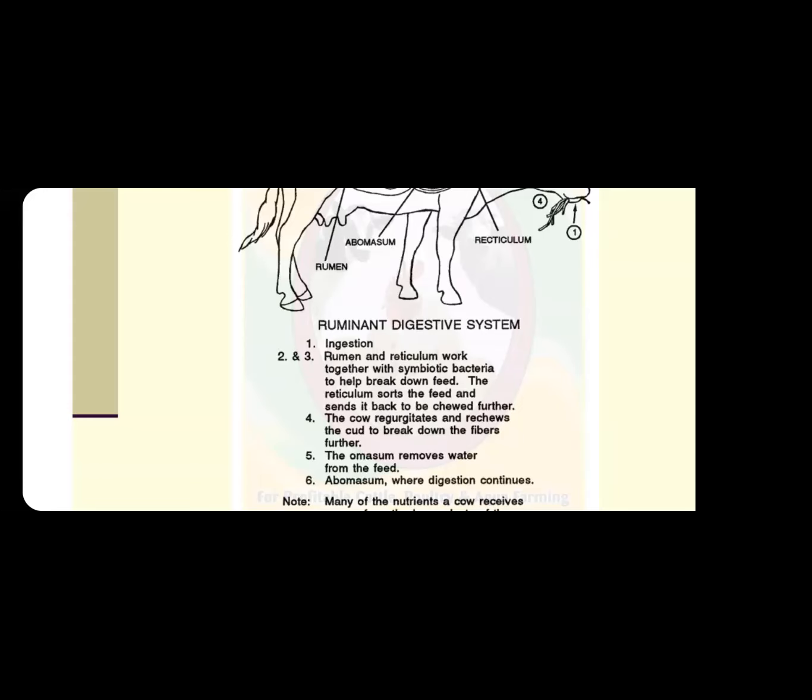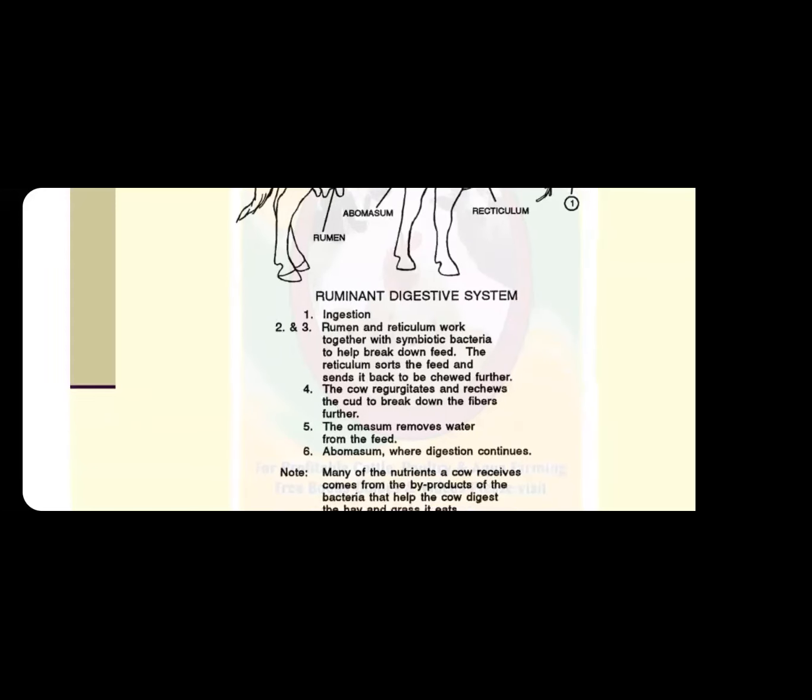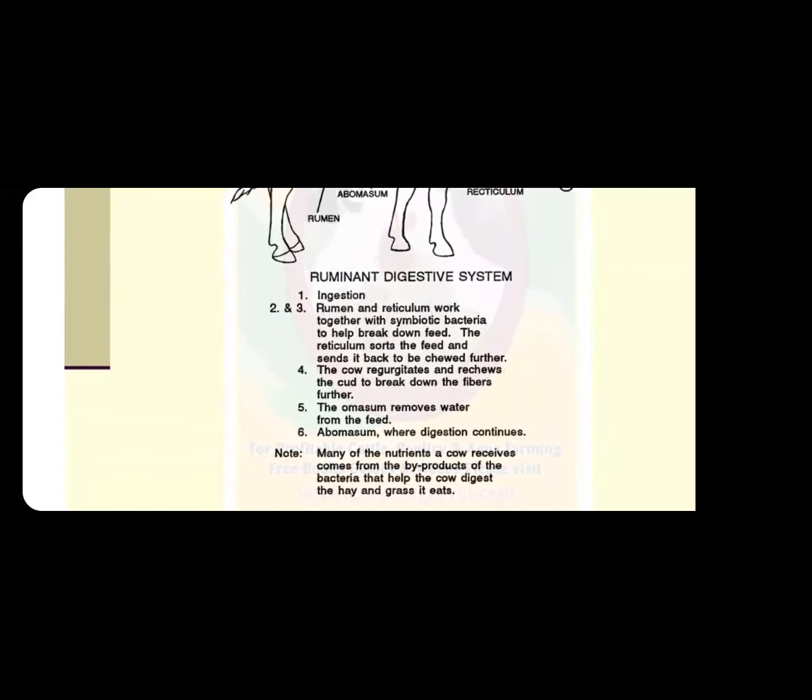Then the abomasum, where digestion continues. Like I said, the abomasum functions the way normal stomachs do in humans, pigs, rabbits, which have single stomachs, or cats and dogs. It functions the same way. It will release all these fancy enzymes which are in the stomach. It will release HCl, hydrochloric acid, and it will do all its processes normally as with any animal.